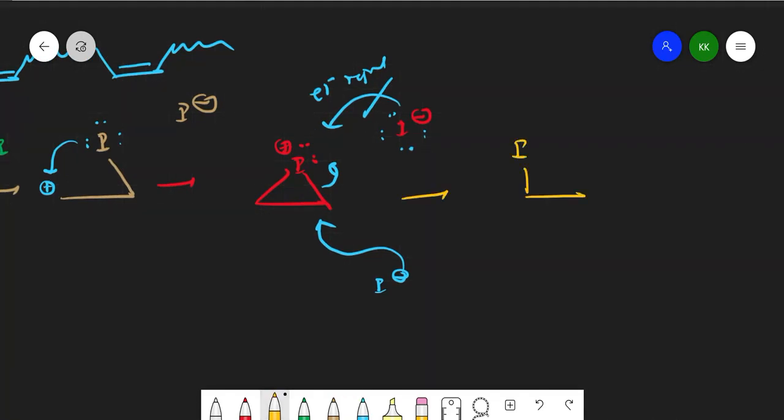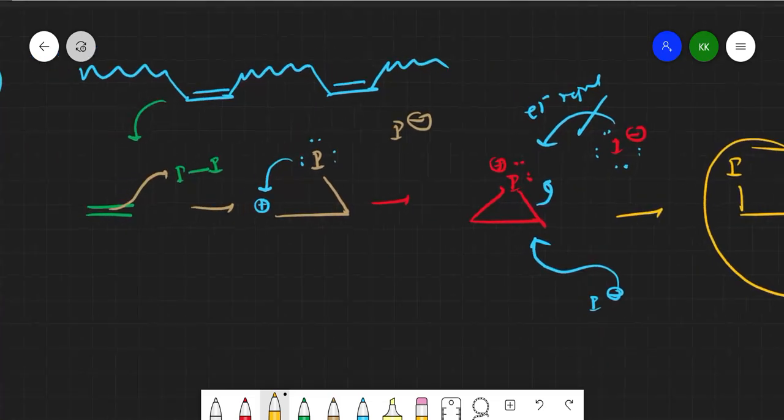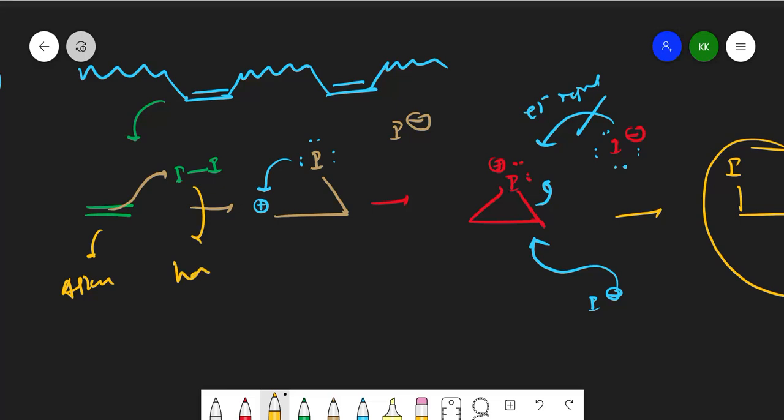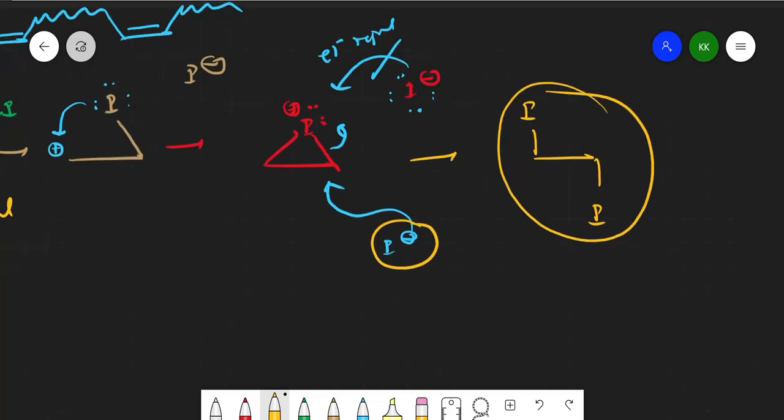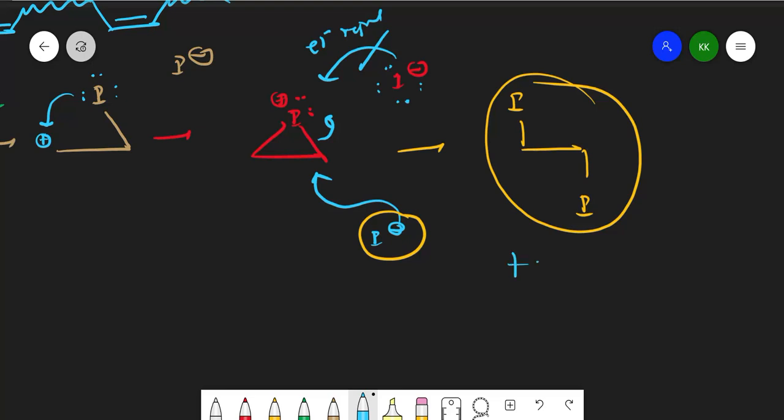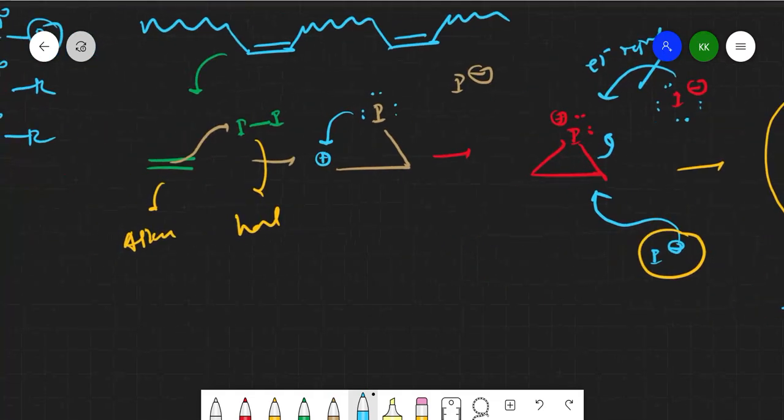So one iodine will be here and the other iodine will be here. Whenever we have halogen addition to an alkene, it is always trans addition. One will attack from above, one will attack from below. Here one has attacked from above, one has attacked from below. So trans addition it is, right? Why is it trans addition? That also I have explained, because of electron repulsion.